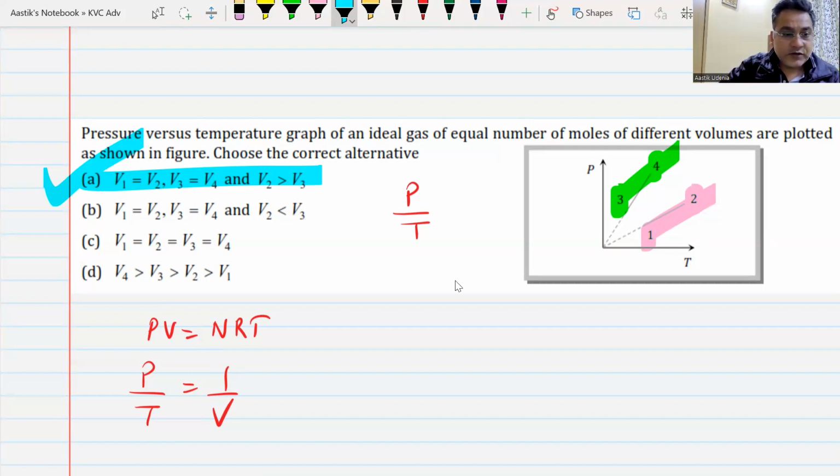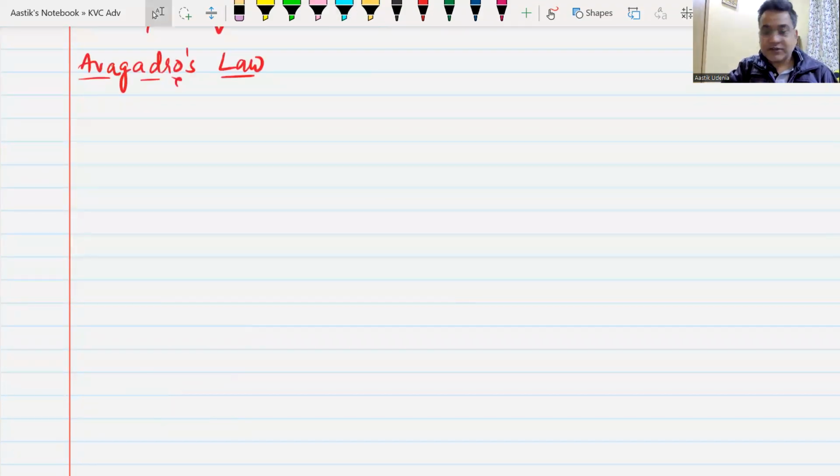Okay. Two more laws are left. So let us see them. The next law is known as Avogadro's law. So quickly write it. Avogadro's law. Everyone knows this. Equal volumes of all gases under similar conditions of pressure and temperature will have the same number of molecules. Avogadro's law. Simple one.